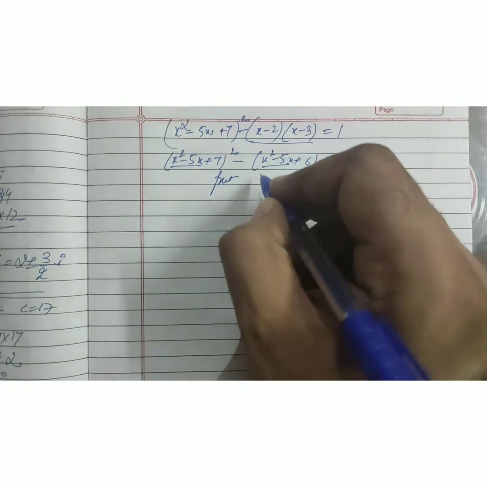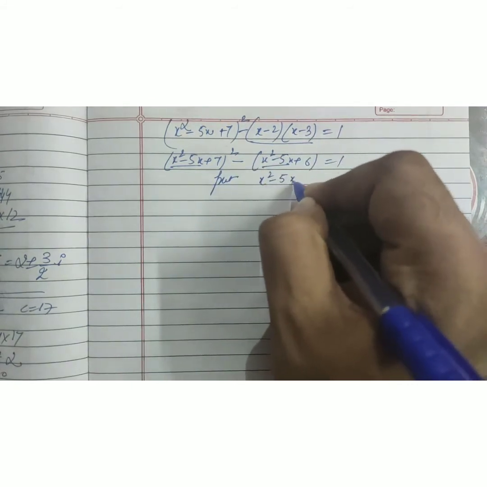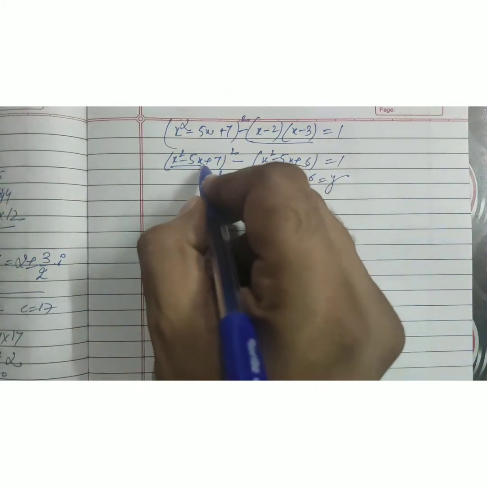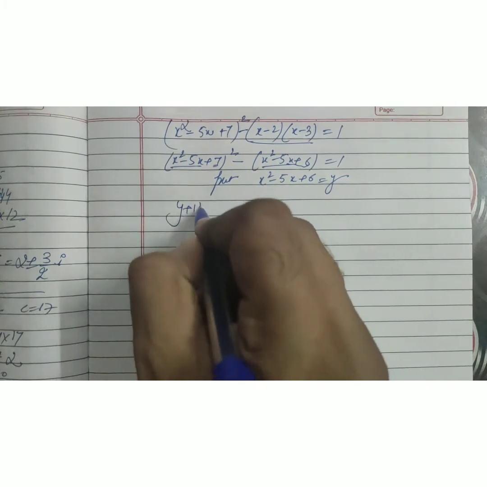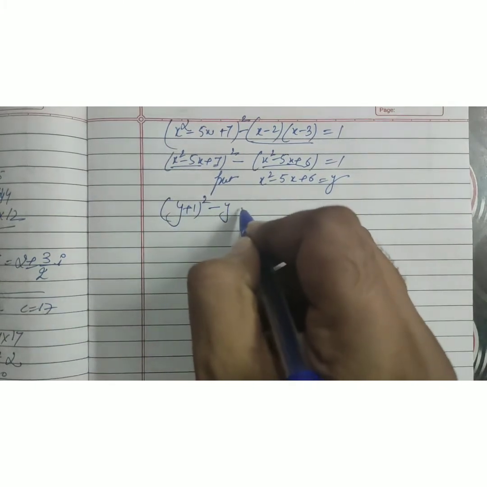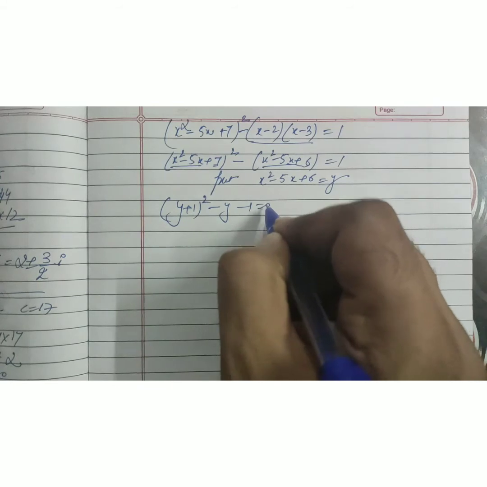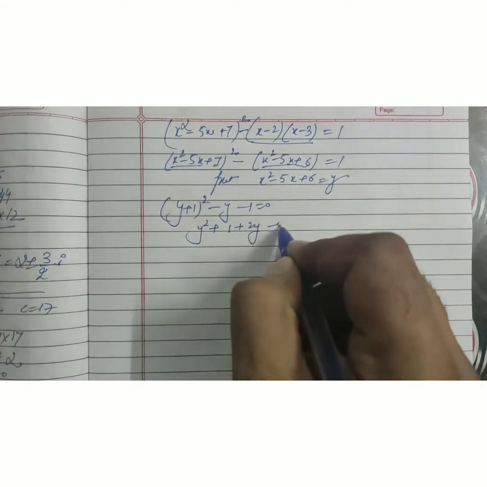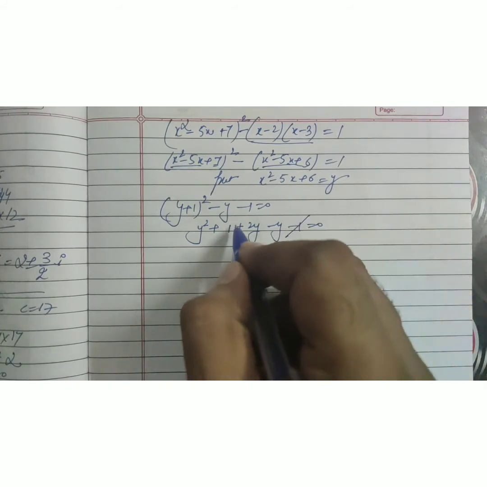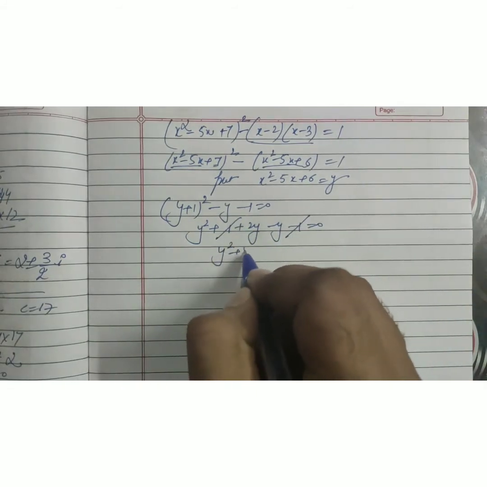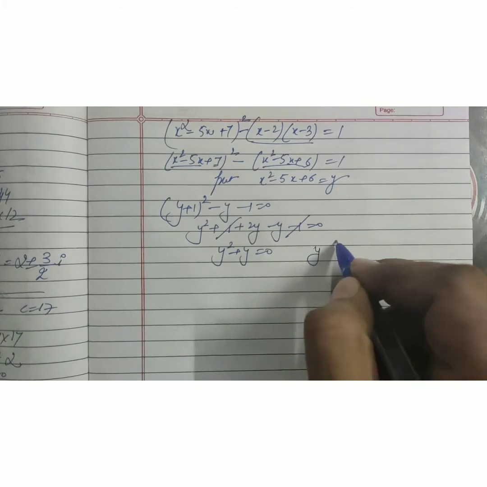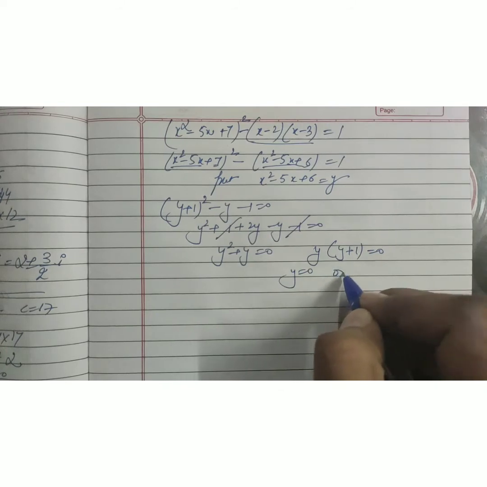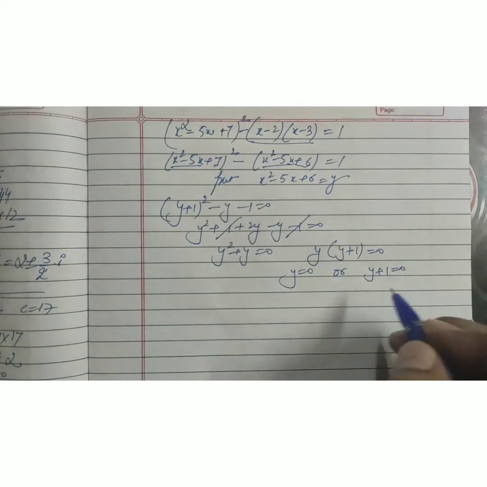We are assuming, means putting x square minus 5x plus 6 as another variable y, means the full value as y. Here one value is extra, so we write like this: y plus 1 whole square minus y, taking 1 on the left hand side, minus 1 is equal to 0. If you open it, a square b square plus 2ab, minus y minus 1 is equal to 0. 1 cancels out, we get overall this one. Y is common, y plus 1. Two possibilities, either y equal to 0, otherwise y plus 1 is equal to 0.